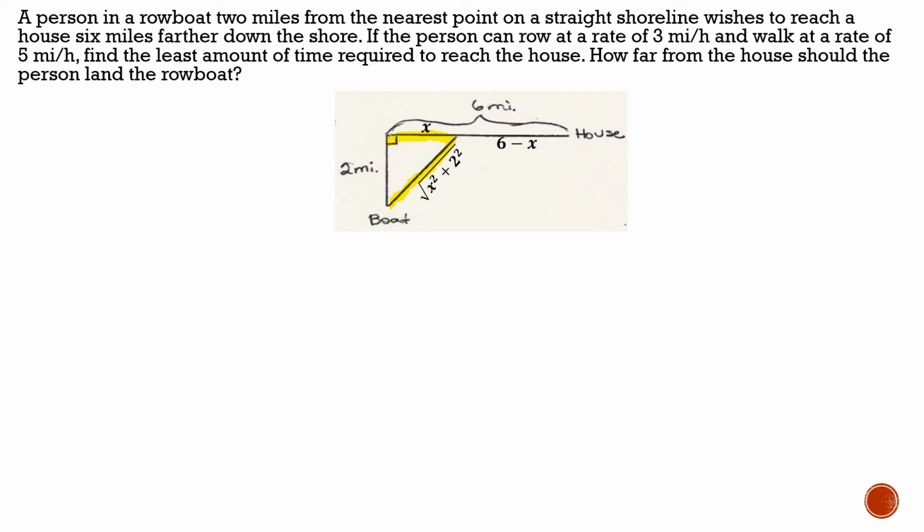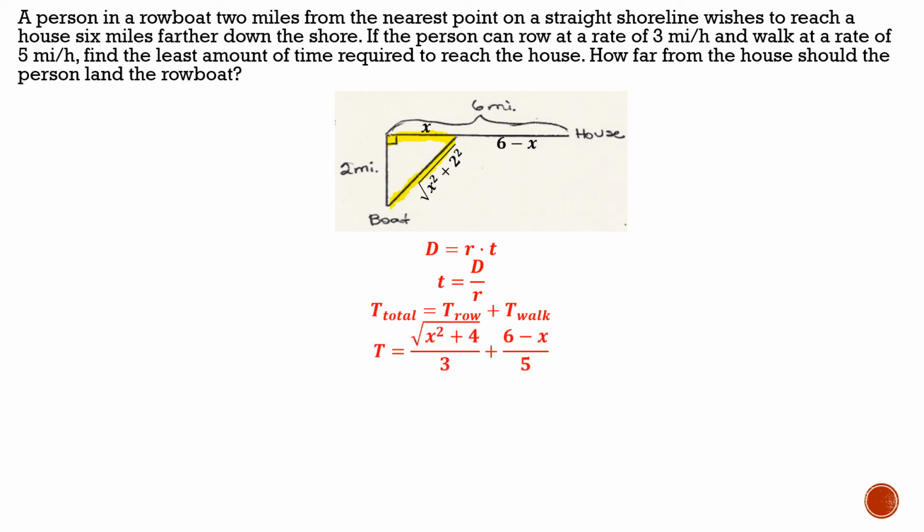Alright, now you have to remember your formulas. Some of you might not remember this, but you need to remember the formula that distance equals rate times time. Now, if I take this formula and solve for time, since we're trying to find the least amount of time, I get time equals distance over rate. So my total time in this case would be the total time for rowing plus the total time of walking.